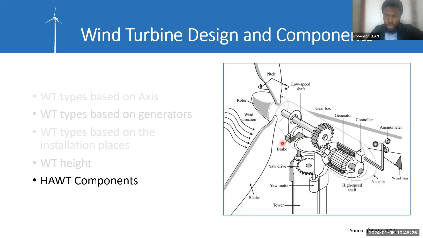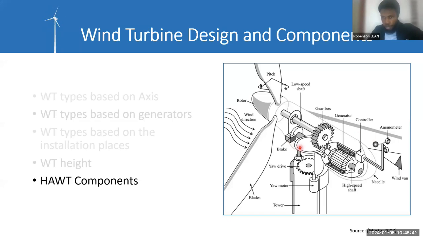And then we have this brake. This brake is in order to avoid some situations, like high wind speed, storms, things like that.